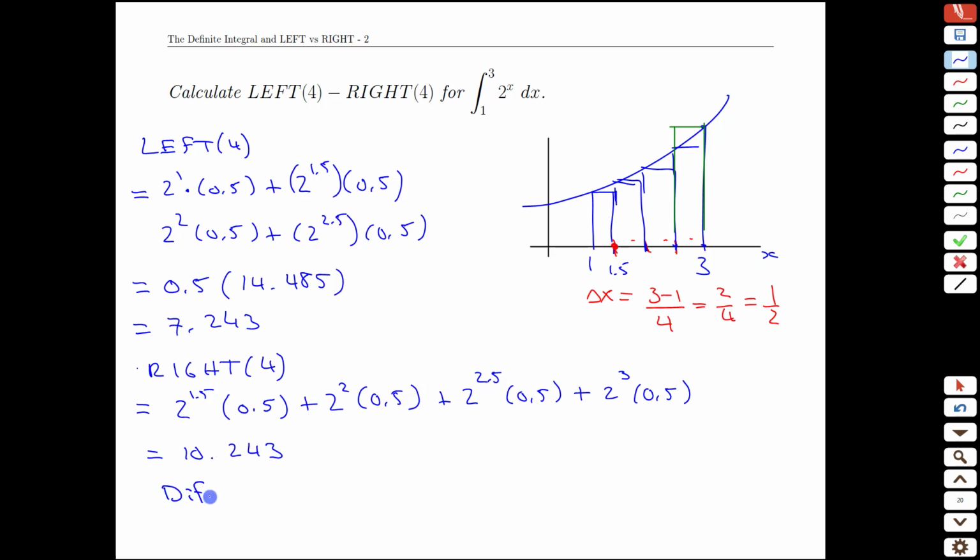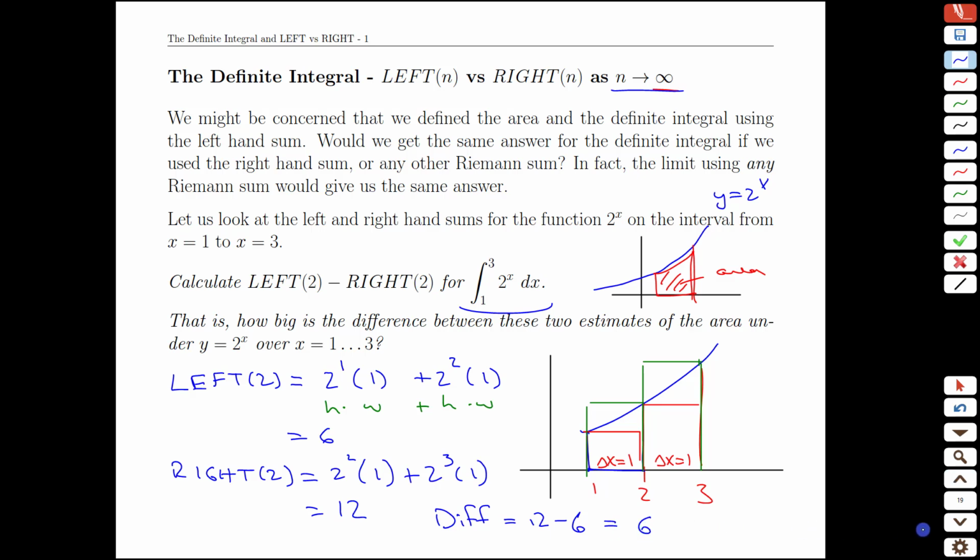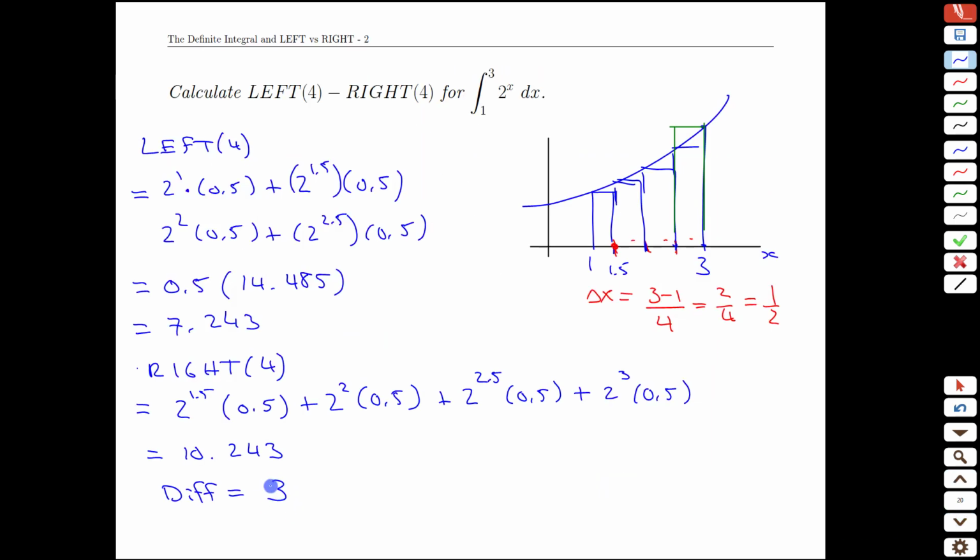Well, the difference now is, actually we can just see it there, it's 3. So by using more intervals, we narrowed the difference between those two estimates. Going back a slide, we had a 6 before, now we've reduced the difference to 3. In other words, the left and right estimates are getting closer to each other. And when we go to calculate the exact area, we're going to want to use an infinite number of more and more rectangles and find the limit.